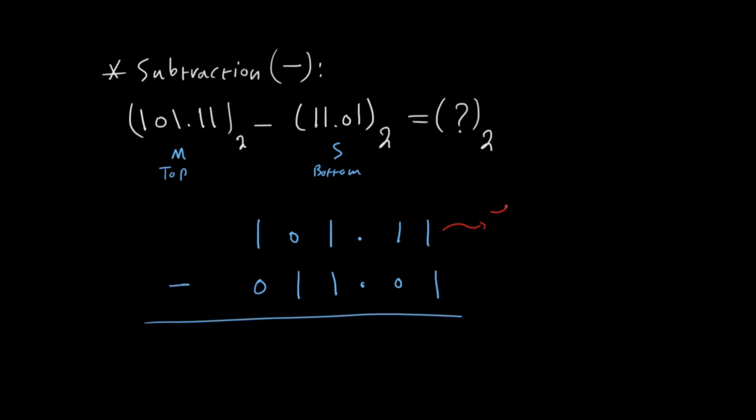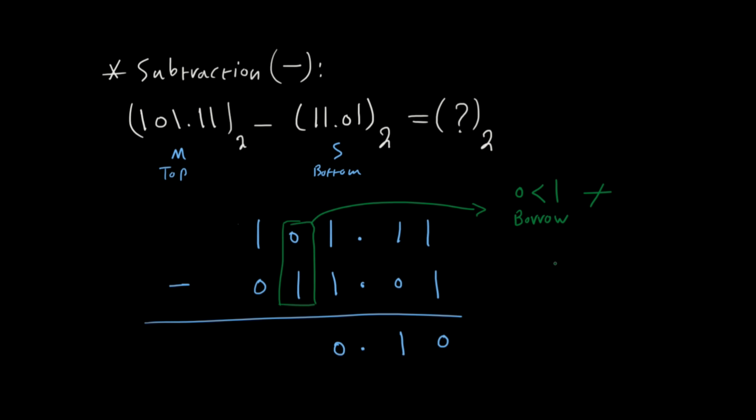As we know, we start from the LSB and go to the left. 1 minus 1 equals 0, 1 minus 0 equals 1, and the radix point goes in place. 1 minus 1 equals 0, and here we have 0 minus 1. But 0 is less than 1, so subtraction won't work. We need what we call a borrow from the more significant bit, which is the one to the left, just like in the decimal system.